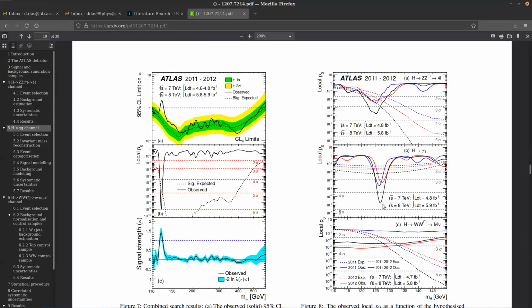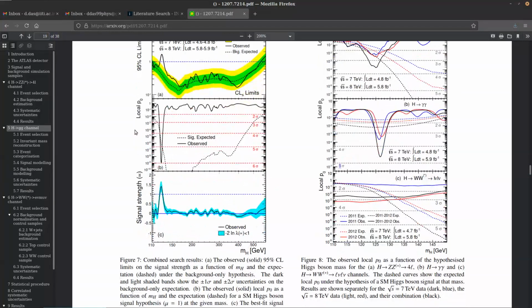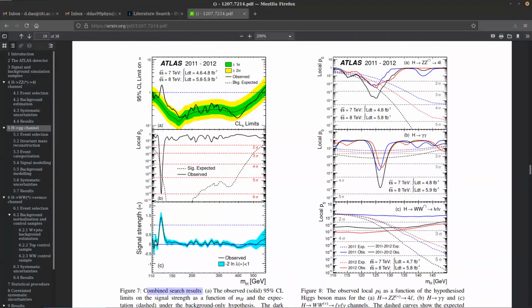But once you combine this with this, statistically combined in the same way, like doing chi-square or whatever, you combine these two measurements bin by bin, and then you can do this local p0 value here. It's kind of a global. You see this? This is the combined search result. And then you see the p0 value drops to 10 to the power minus 9. So it has dropped beyond 5 sigma.